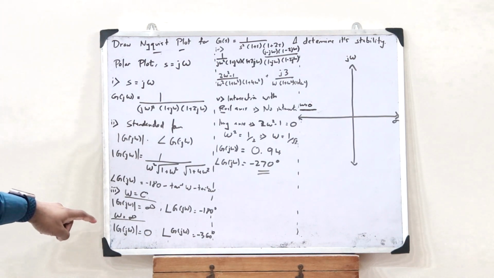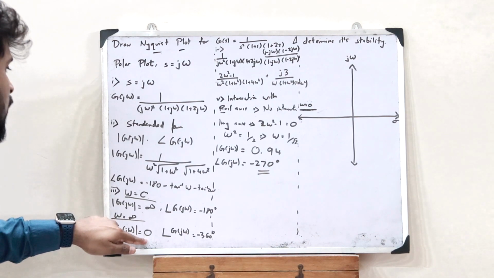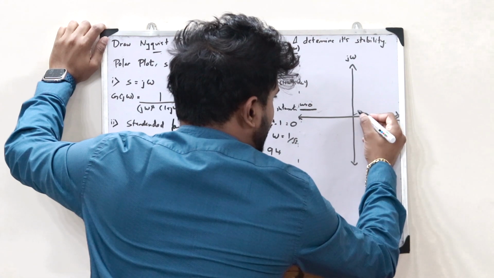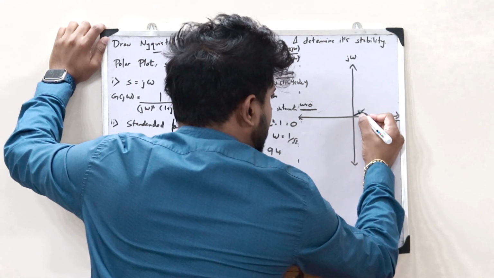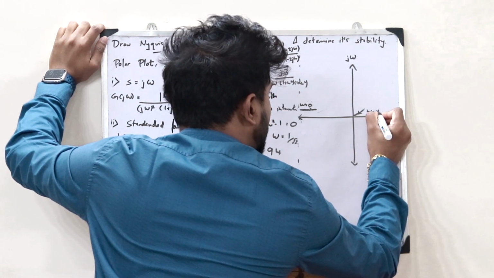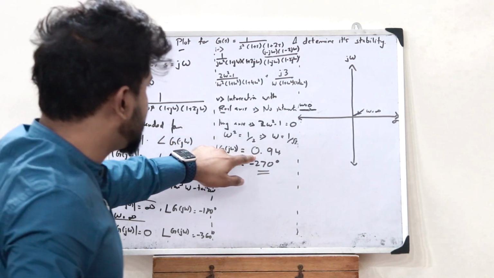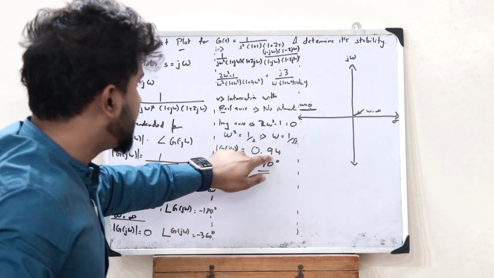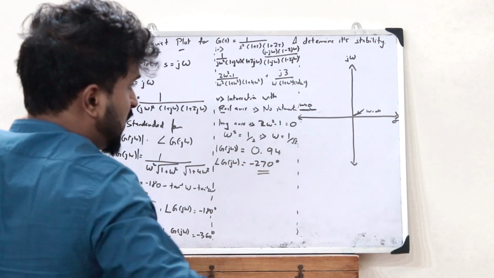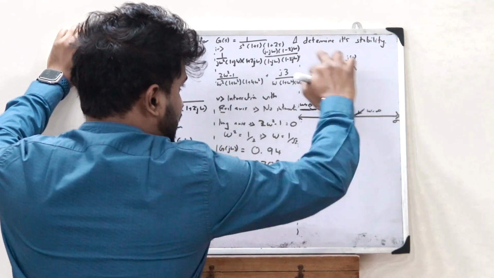And now when the value of ω is equal to infinity, the value of G(jω) is equal to 0, and it has a phase of minus 360 degrees. So it would be somewhat like this. It would come like this over here. So here this is when ω is equal to infinity. And here we have obtained the point of intersection as 0.94 with a phase of minus 270 degrees. So taking minus 270, here we have minus 90, minus 180, minus 270 degrees.